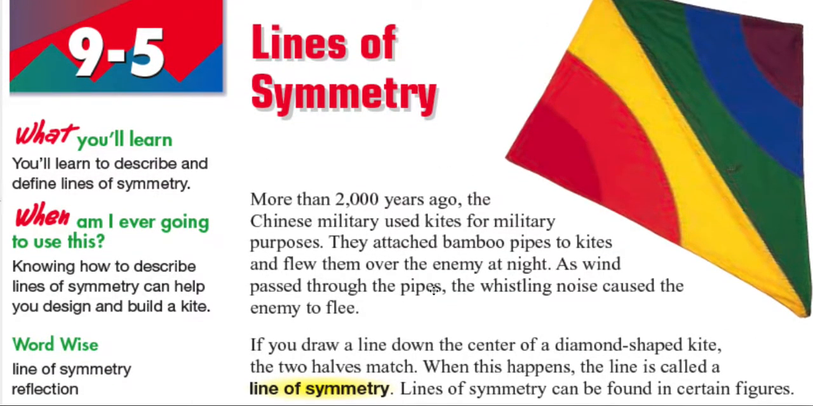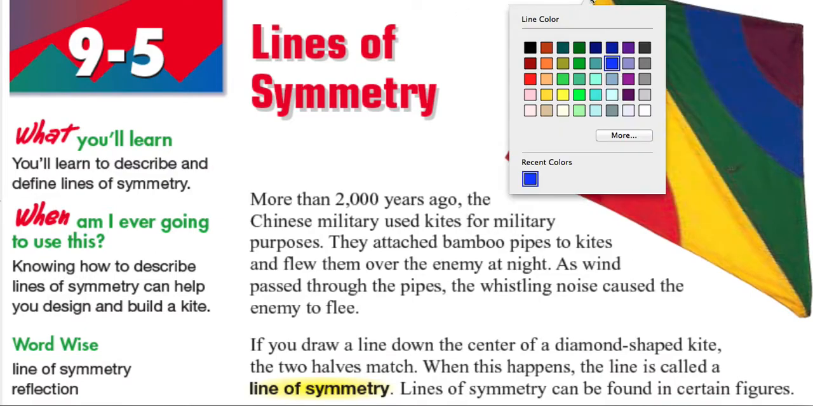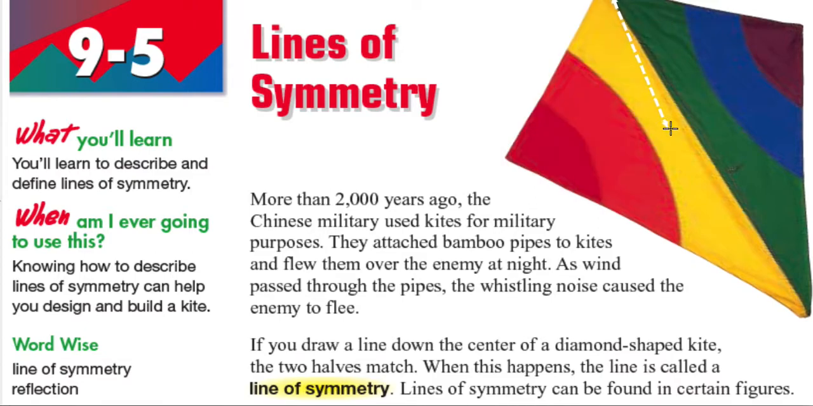So this is a kite, and if you draw a line down the center of a diamond-shaped kite like this, the two halves match. What I'm saying is this. If we get a kite right here, and I create a line across it like so, this side will match that side. That means if I fold this kite over that line, this side will exactly match the other side, and there will be no overlaps. The key is no overlap.